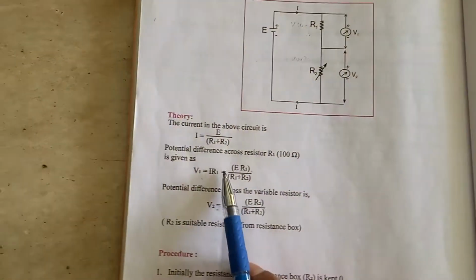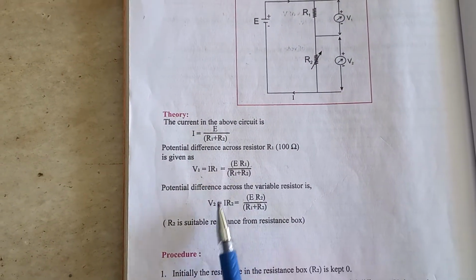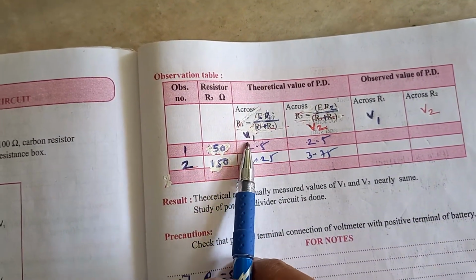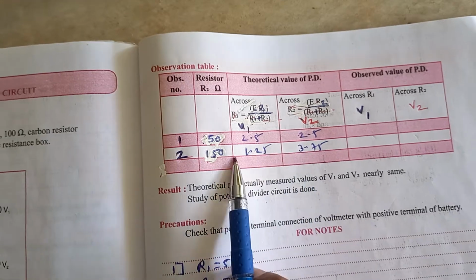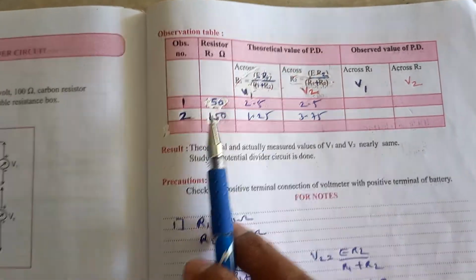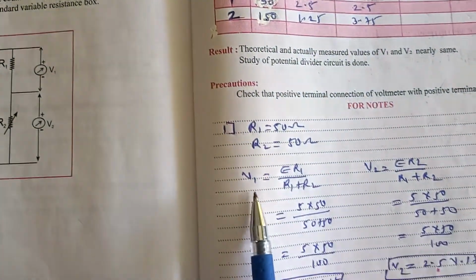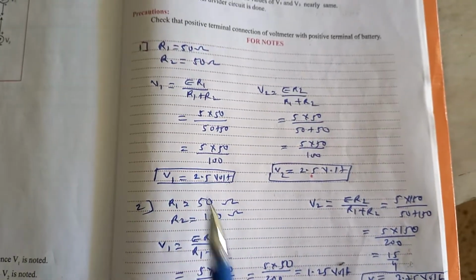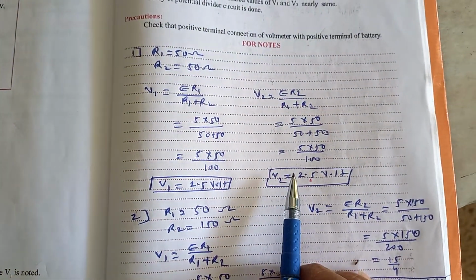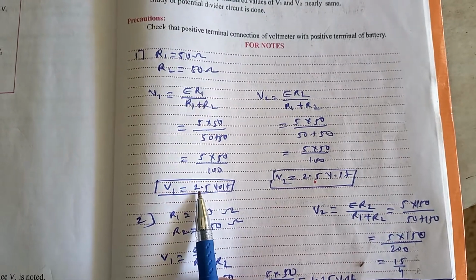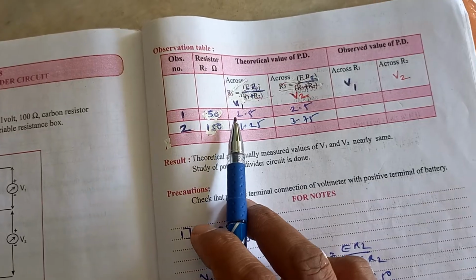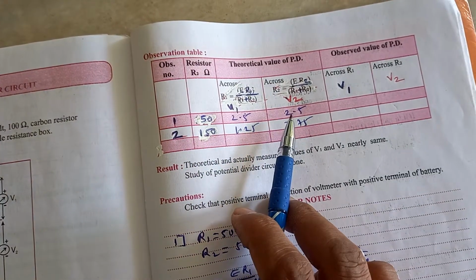The formula for V1 is this, and V2 is this, already written in the table. Across R1 that means V1, across R2 that means V2. First calculation, R1 is 50 and R2 is also 50. Using the formulas for V1 and V2 and doing the calculation, we got V1 equal to 2.5 and V2 equal to 2.5 volt, which we wrote in the table.